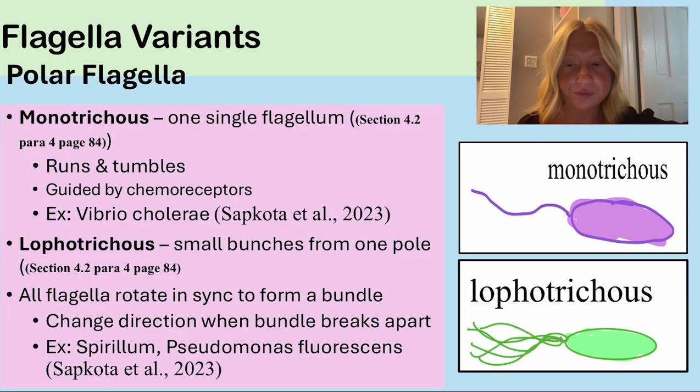If the bacteria has a cluster of flagella, these are lophotrichous. All the flagella on this one rotate in the same way, they spin, they make a bundle, and this pushes the cell more smoothly through the environment. But if the rotation changes, the bundle will break apart and it will change the direction and cause it to tumble. A good example of this is the spirillum.